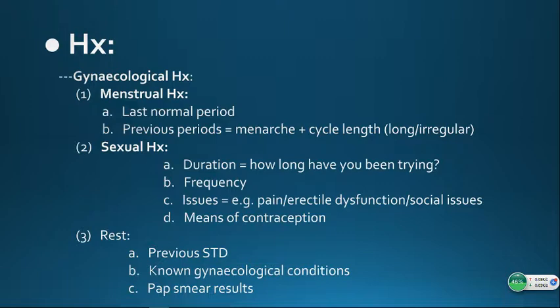Means of contraception is also very important because, for example, if you're using oral contraceptive pills, the dating methods might be a bit tricky. And also, if you are using an implant, it might delay your return of fertility. The rest of the gynecological history is basically to know about any previous STDs, any known gynecological conditions, and of course pap smear results.